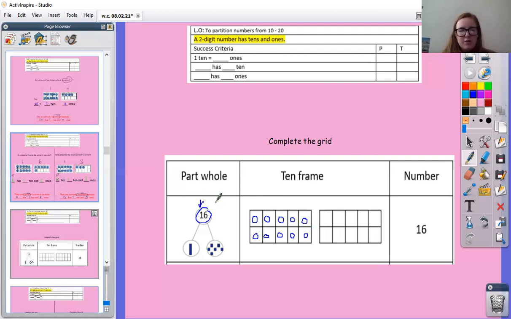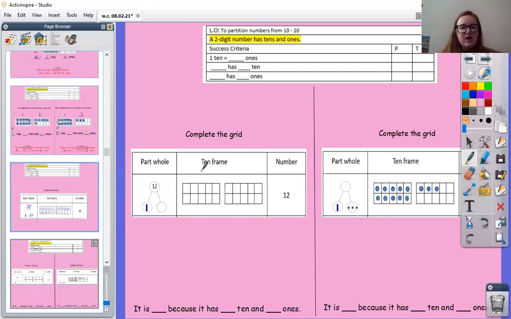And now I want to do my 6 ones. So where do I put my 6 ones? My other tens frame, and have my 6 ones. So 1, 2, 3, 4, 5, 6. And I know that this is my ones because it's an incomplete tens frame. And my number is 16. Fantastic.